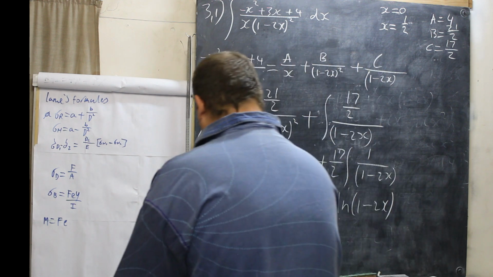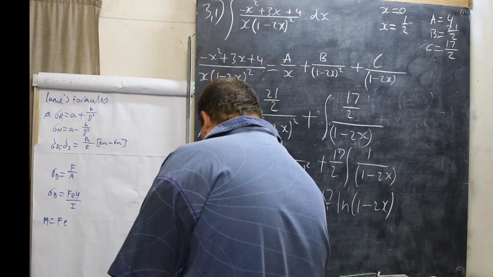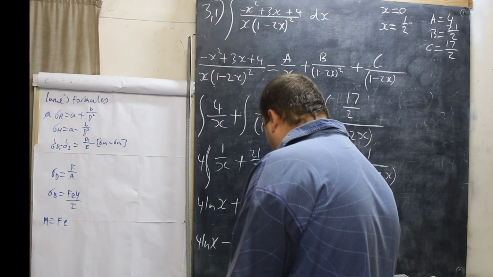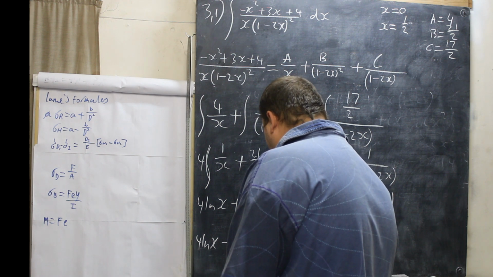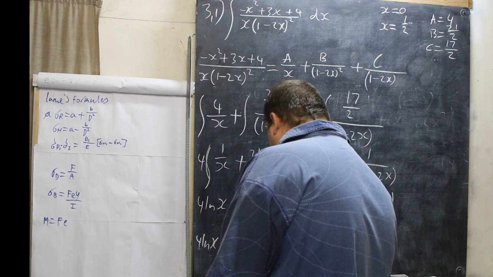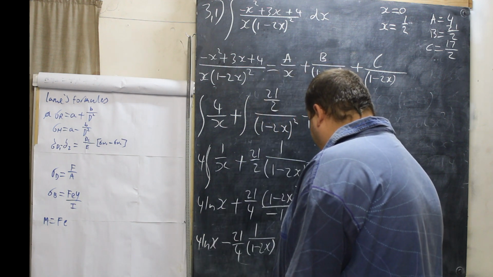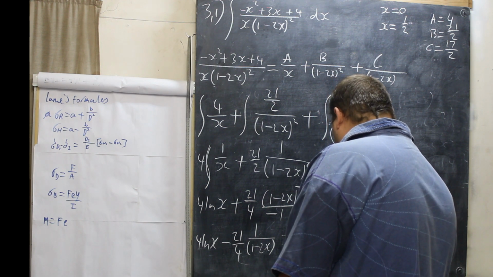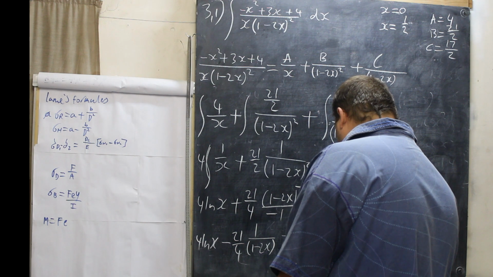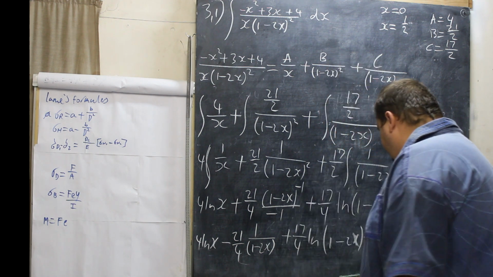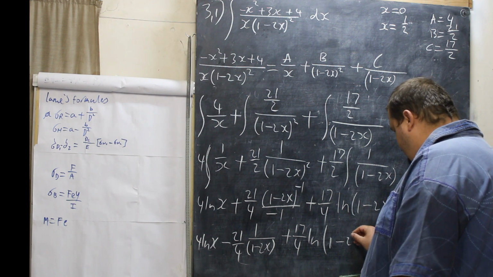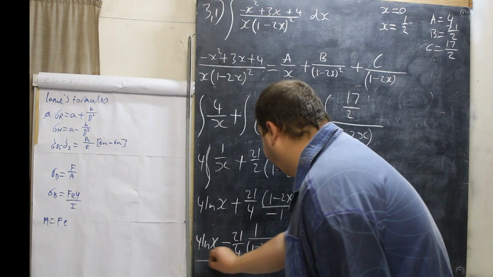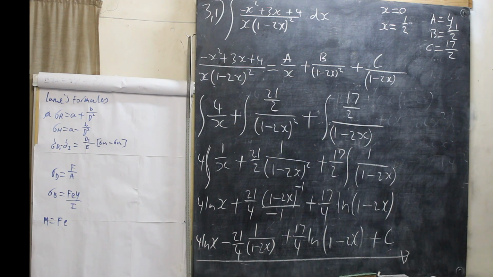So the next step is 4 ln x minus 21 over 4, 1 over 1 minus 2x, plus 17 over 4 ln 1 minus 2x, plus c. And that is our final integral.